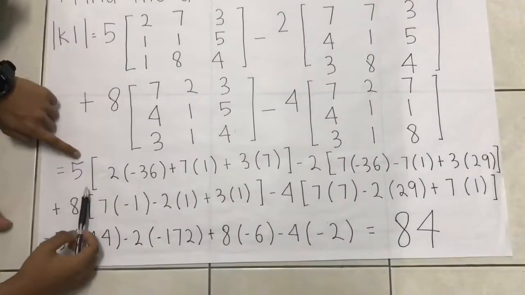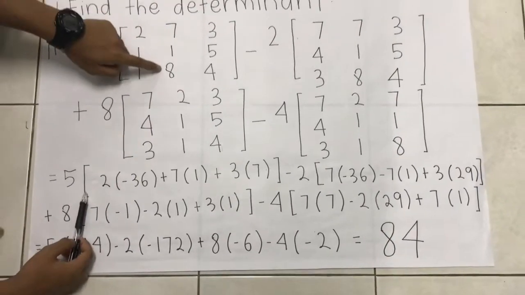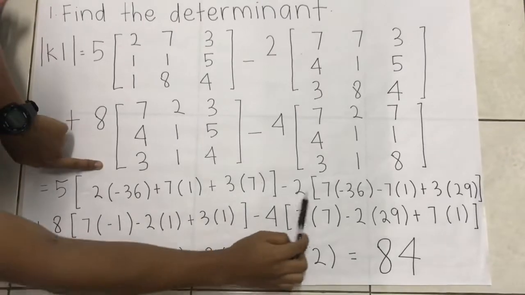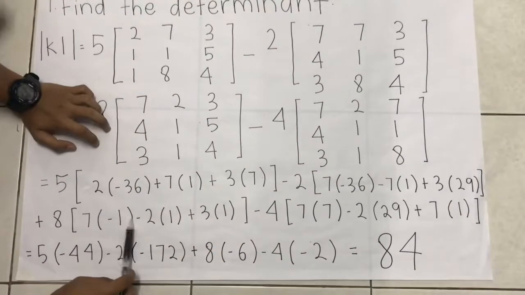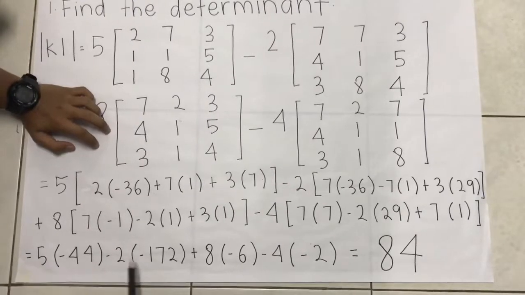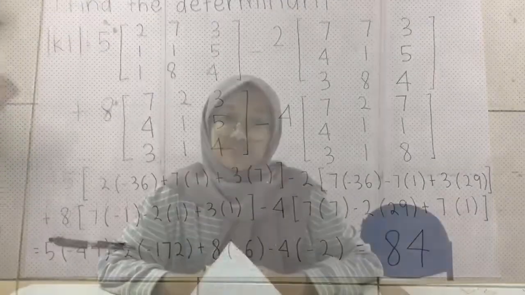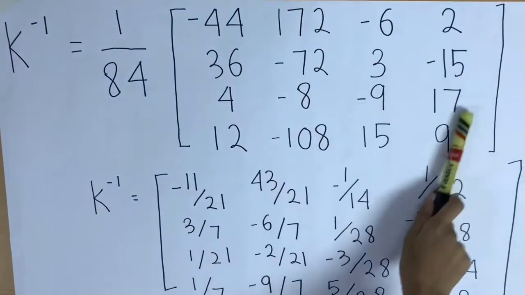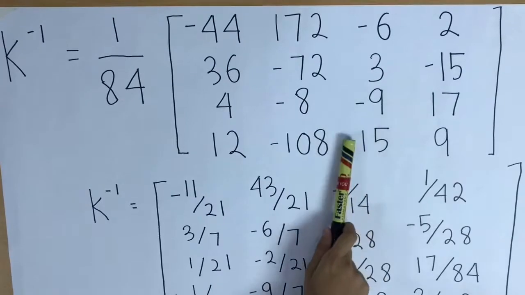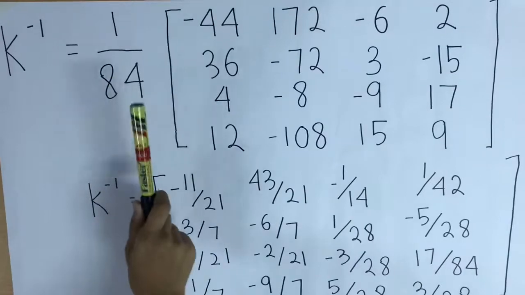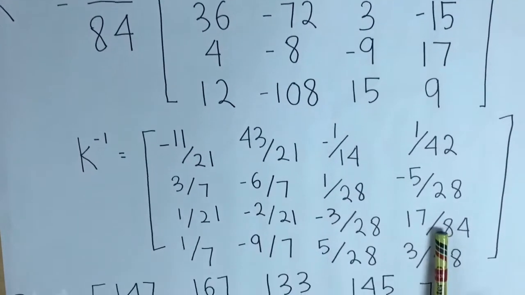So after we times AD minus BC, we continue to get the cofactors one by one and solve the problems until we get the determinant for K is 84. After we got the determinant, which is 84, we need to find the cofactor for each number in K1. This is the cofactor that we got from K1, and we need to multiply the cofactor with 1 over the determinant, which is 1 over 84, and this is the answer for the K inverse.